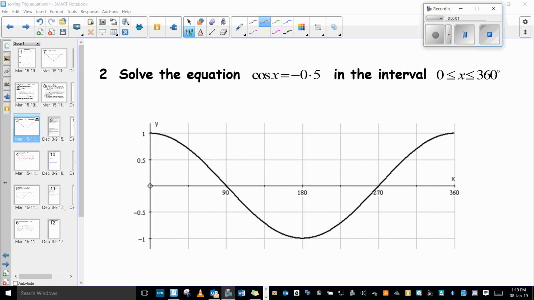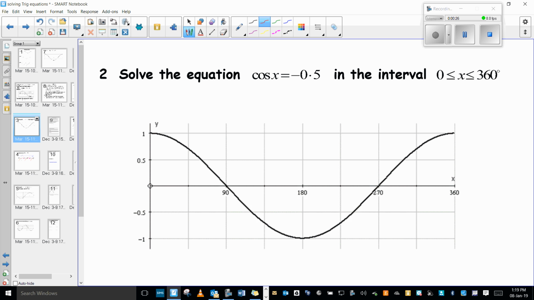So let's try and remember what we did yesterday. Our question says solve the equation cos x equals negative 0.5. I've drawn for you already the little sketch of the cos curve. Remember 0, 90, 180, 270, 360, up to 1 down to negative 1. Standard sketch. We're trying to solve it when it's equal to negative 0.5.